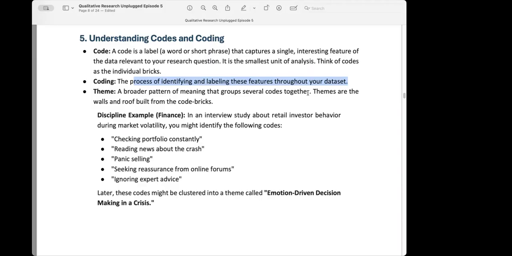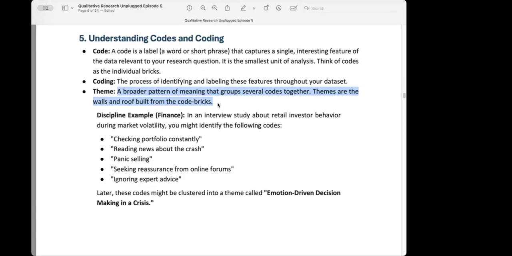So where do themes come in? A theme, then, is a broader, more encompassing pattern of meaning that groups several related codes together. If codes are the individual tiles, themes are the distinct images or sections you create by arranging those tiles, maybe the face in the mosaic, the landscape section, the abstract pattern. Themes give structure, meaning, and a cohesive narrative to your findings. They represent a patterned response or meaning that recurs across the dataset in relation to your research question, drawing together multiple related codes into a richer, more interpretive concept. They move beyond just description towards analysis and interpretation.